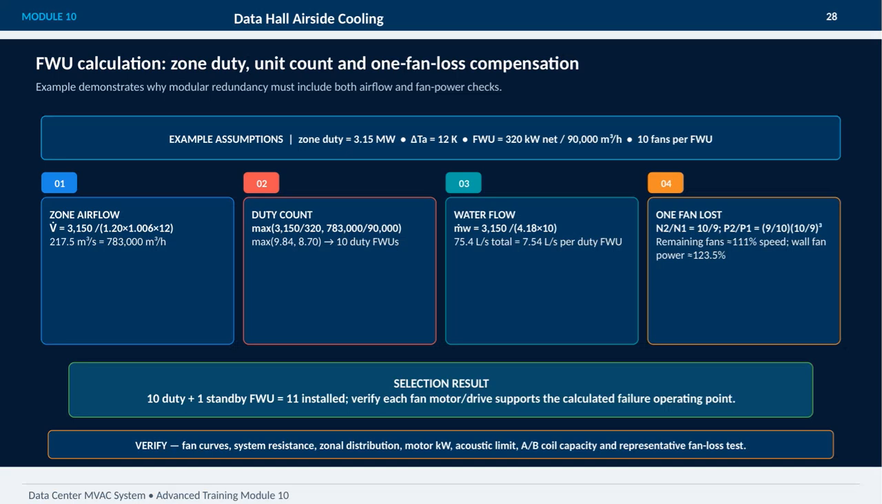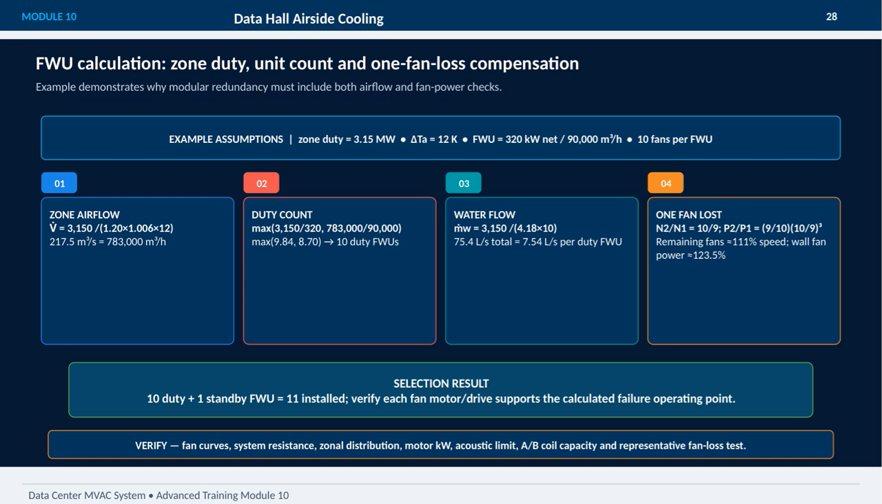In this module, we're focusing on Hall Airside Cooling and specifically on calculating the fan wall unit, or FWU, requirements. The key takeaway here is that modular redundancy isn't just about having extra units. It's crucial to check both airflow and fan power to ensure reliable operation. Starting with the example assumptions. The zone duty is 3.15 megawatts with a temperature difference, or delta T, of 12 Kelvin.